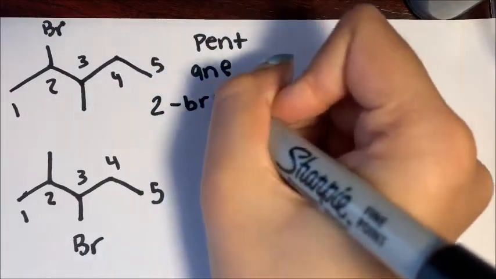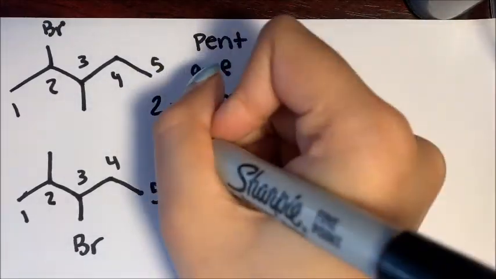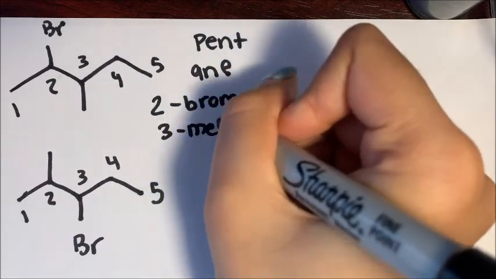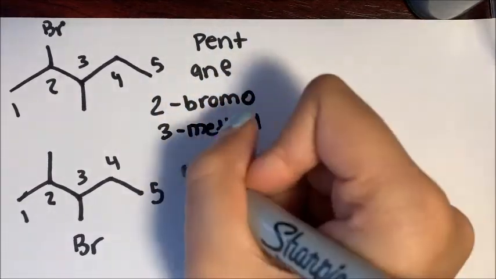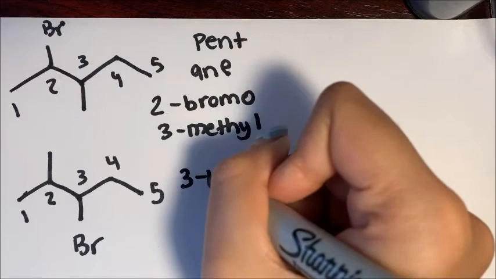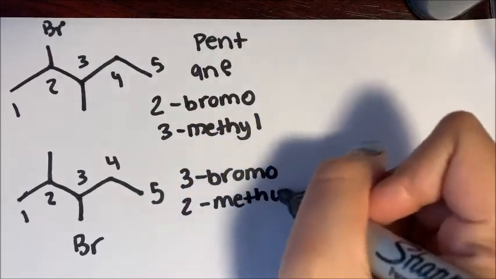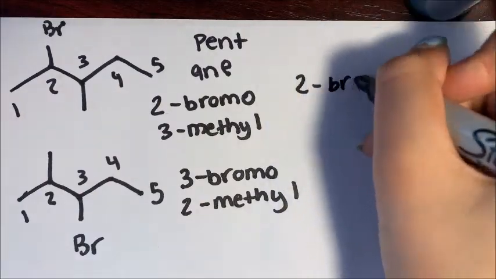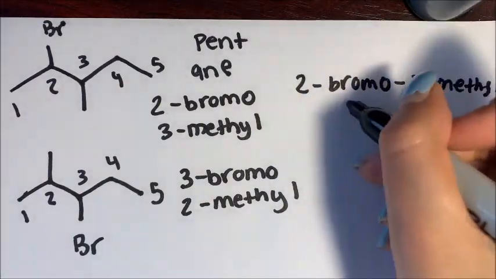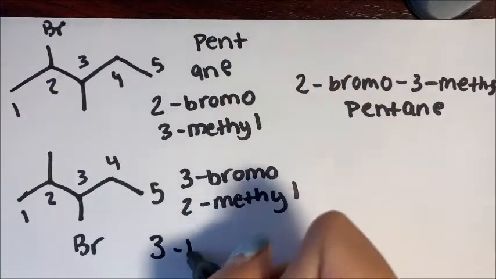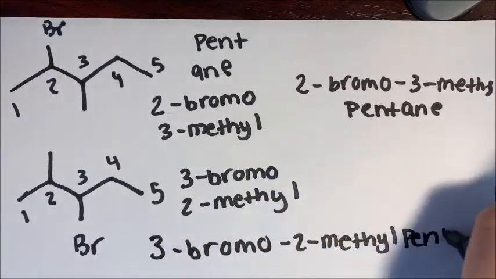The first one has a bromine on carbon 2 and methyl on carbon 3, giving us 2-bromo 3-methyl, and the second one has a bromine on carbon 3 and a methyl on carbon 2, giving us 3-bromo 2-methyl. Keeping in mind alphabetical order for prefixes, we get the names of 2-bromo-3-methylpentane and 3-bromo-2-methylpentane.